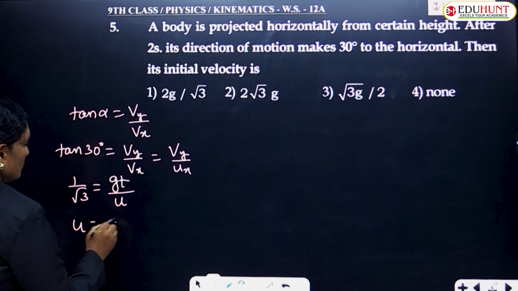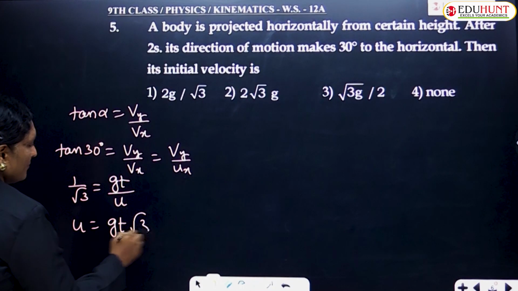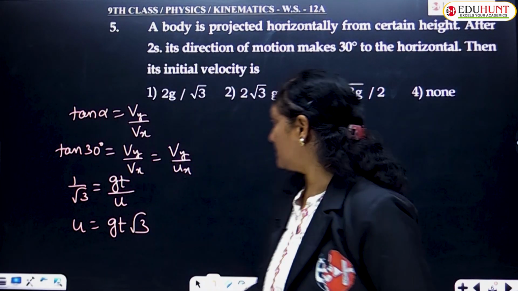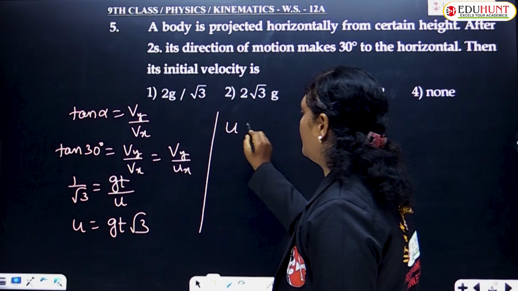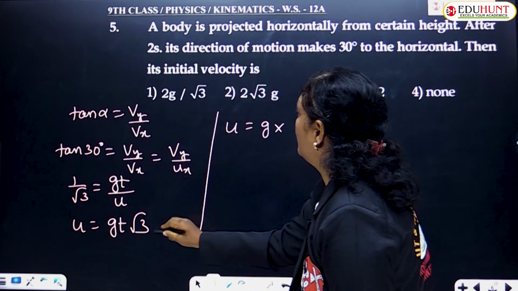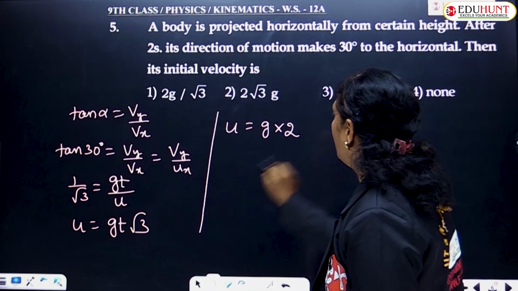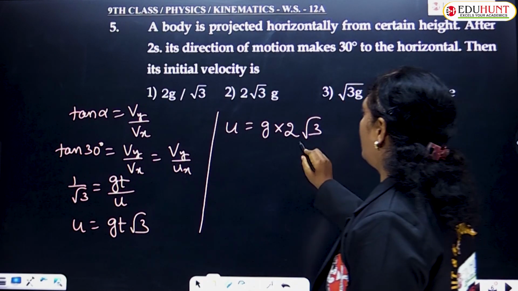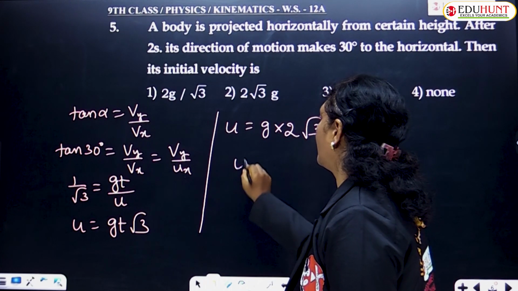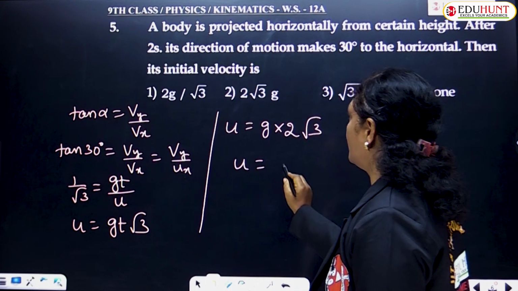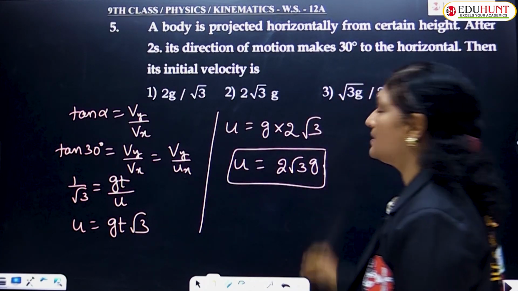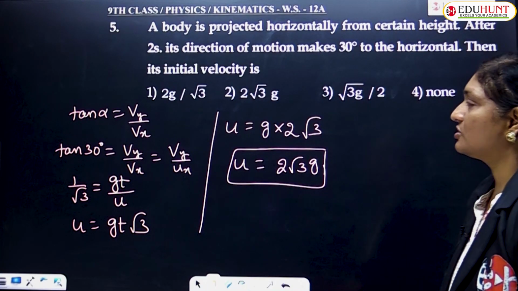So, u is found to be gt times root 3. So, what is the time given? Time is given to be 2 seconds. So, substituting the above values, we have u is equal to g into 2 into root 3. So, the correct option is g times 2 root 3, or rearranging the terms, it can be written as 2 root 3 g. Hence, the velocity is found to be 2 root 3 g. Okay.